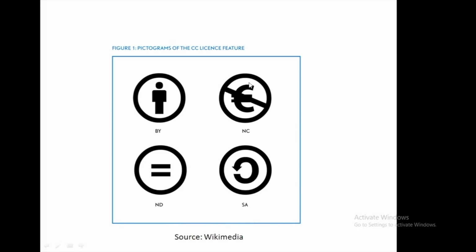Next is non-commercial. If you see this symbol, that means you can use the object of that author, but you cannot use it for commercial purposes. So NC stands for non-commercial.